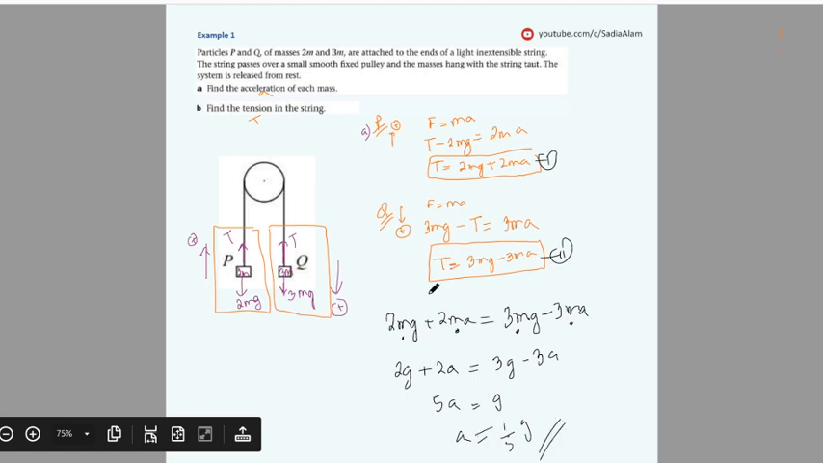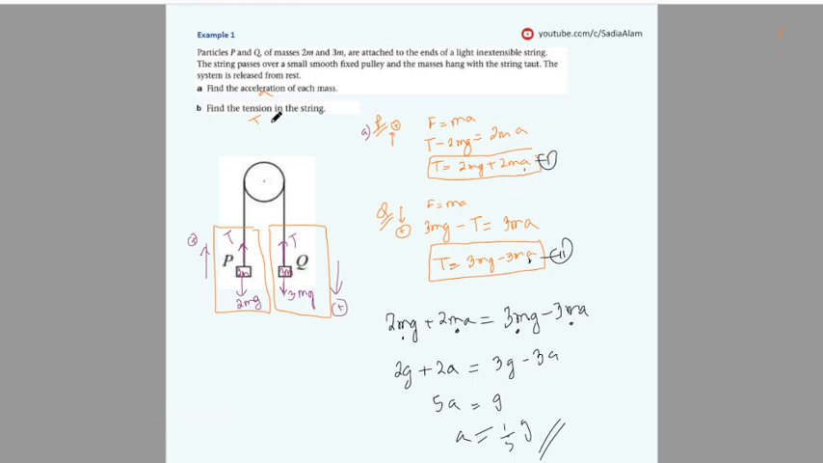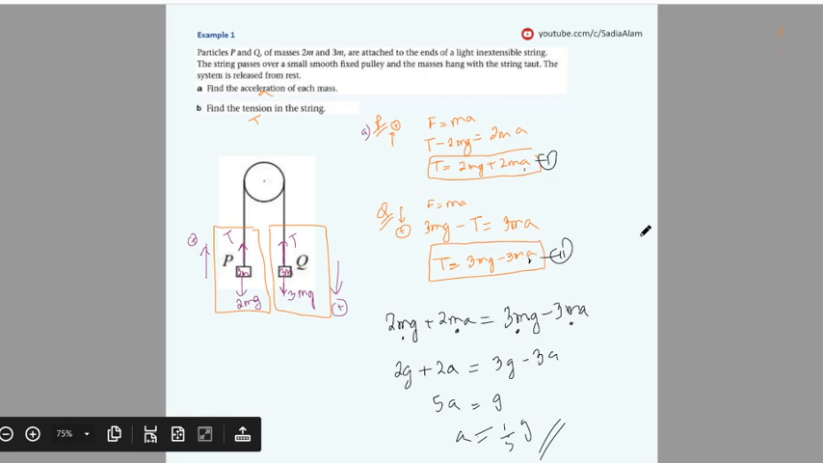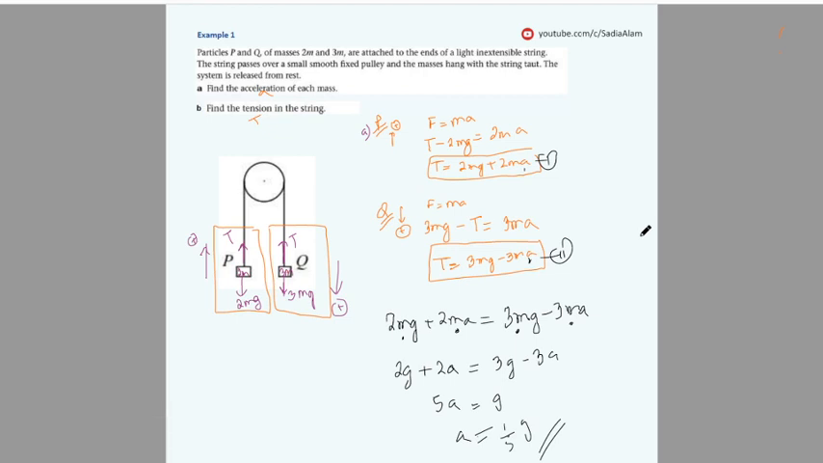So once you get the value for a, you can substitute the value of a in both the equations or any of the equations to get the value for T, which will be obviously in terms of m. Okay, the value for tension will be in terms of m. So you substitute the value of a to get the value of T, which is the tension. So that's example number 1.